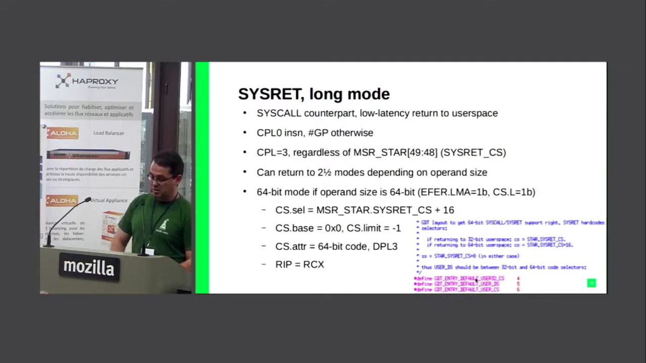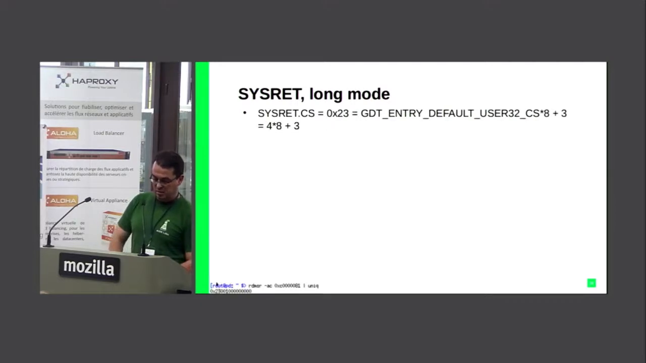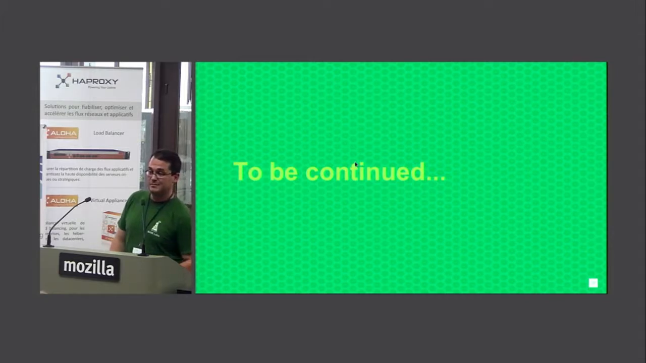So SYSRET CS is the fourth, SYSRET SS is plus 8, the fifth, and SYSRET CS plus 16 is the second. And this is what it all means. This is why they're hard coded. It has to be in this order. And if you look at it, SYSRET CS is 23, which is the user 32-bit CS multiplied by 8 plus 3. It's 35. Okay. That's it. You can wake up now.